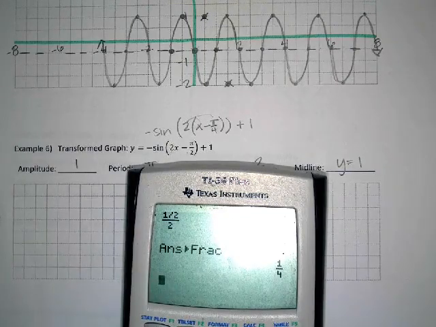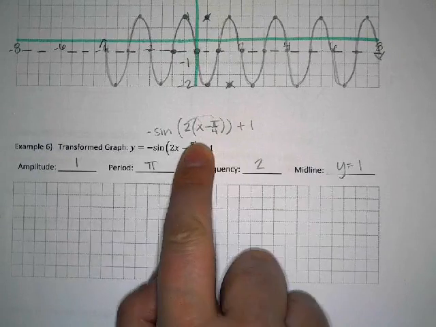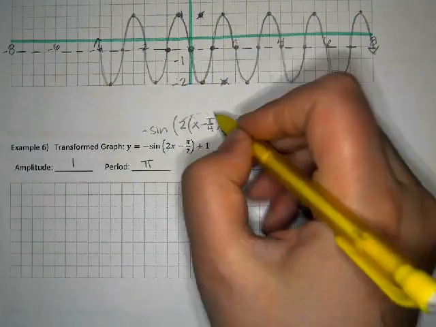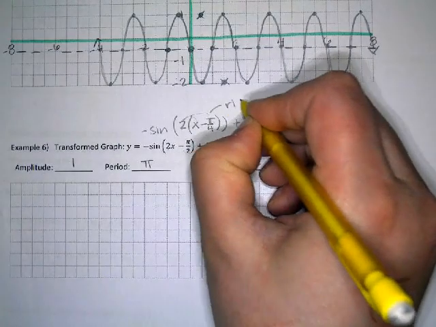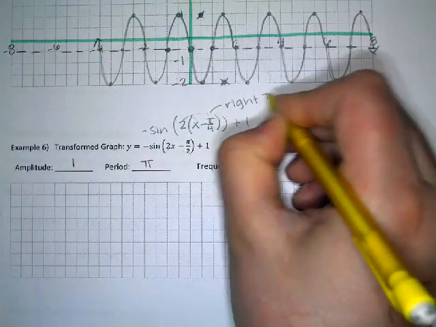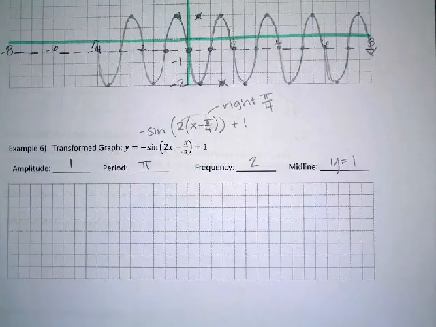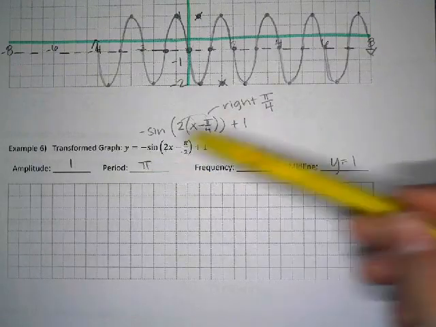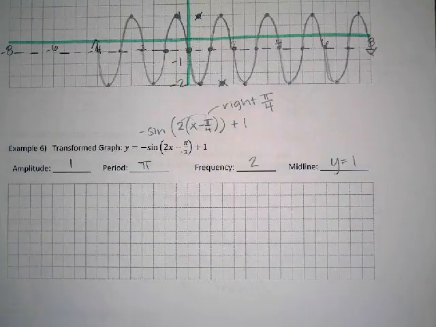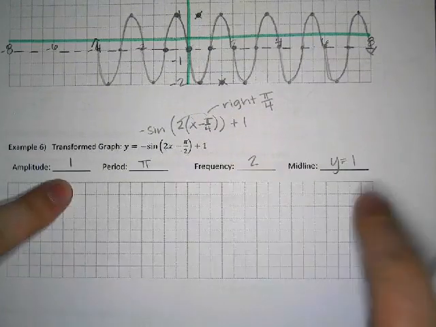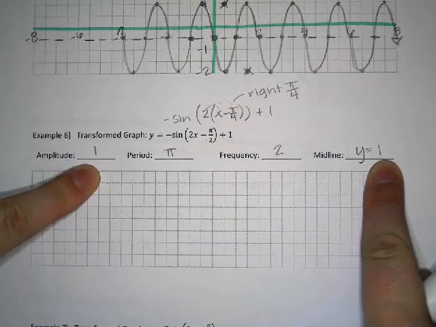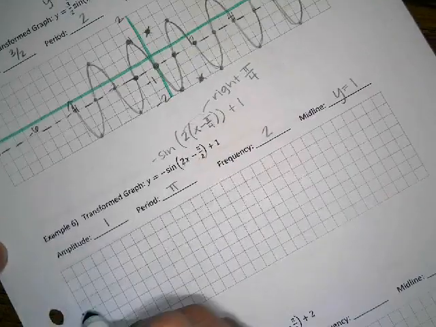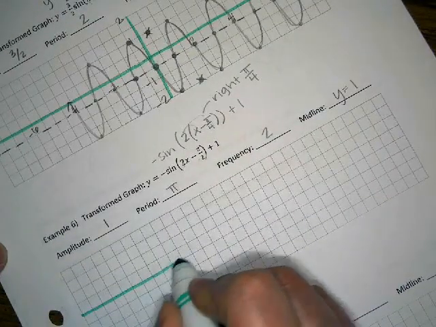Okay, so we have an amplitude of 1. We are shifting to the right pi fourths. So we're going to say the phase shift is pi fourths, or the horizontal shift is pi fourths. The midline is 1. Okay, so with the amplitude and the midline being 1 and 1, it's going to work pretty well for me to have my line right in the middle. So like I said yesterday, I like to keep mine right in the middle unless I have to move it.